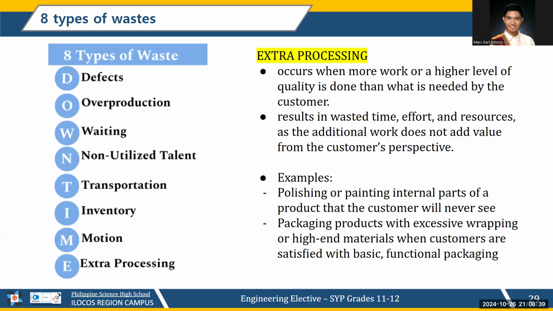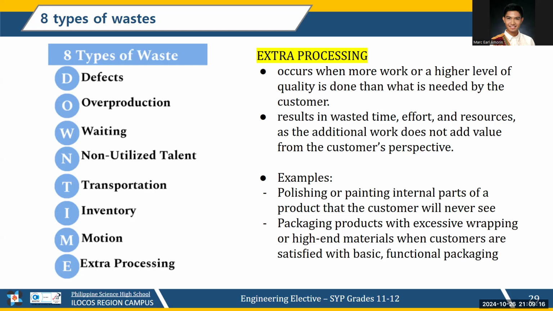And the last type of waste is extra processing. It occurs when more work or a higher level of quality is done than what is needed by the customer. So this often results in wasted time, effort, and resources as the additional work does not add value from the customer's perspective. For example, you are polishing or painting internal parts of a certain product, but those are beyond the expectation of your customer.